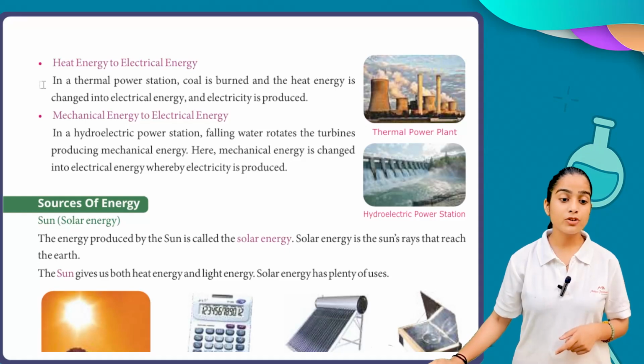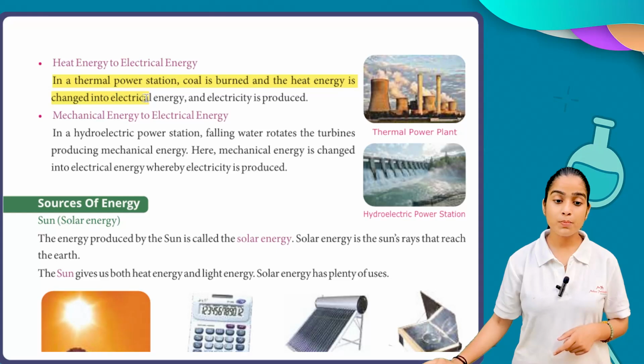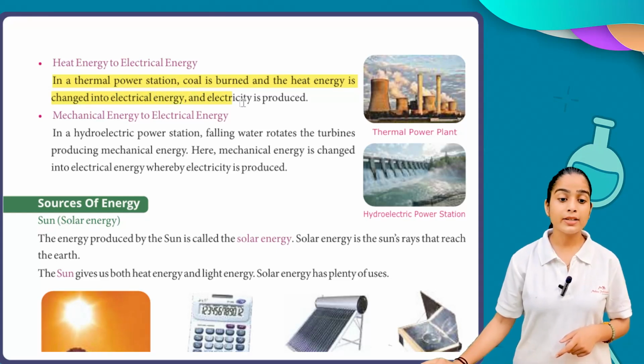Now heat energy to electrical energy. In a thermal power station, coal is burned and heat energy is changed into electrical energy, and electricity is produced.